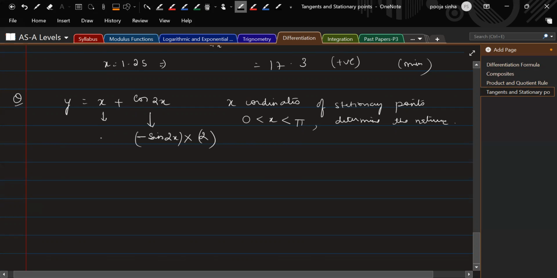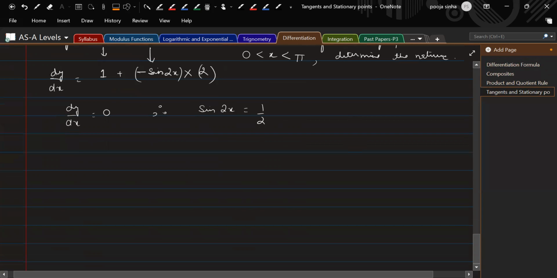And this would become 1. So sin 2x is equal to 1 upon 2. Since dy by dx is equal to 0, therefore sin 2x is equal to 1 upon 2.